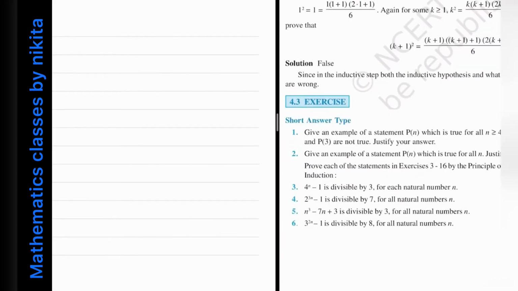Now next we have question number 4. Question number 4 says that 2 to the power 3n minus 1 is divisible by 7 for all natural numbers n. So for question number 4, let P of n be the statement that 2 to the power 3n minus 1 is divisible by 7.